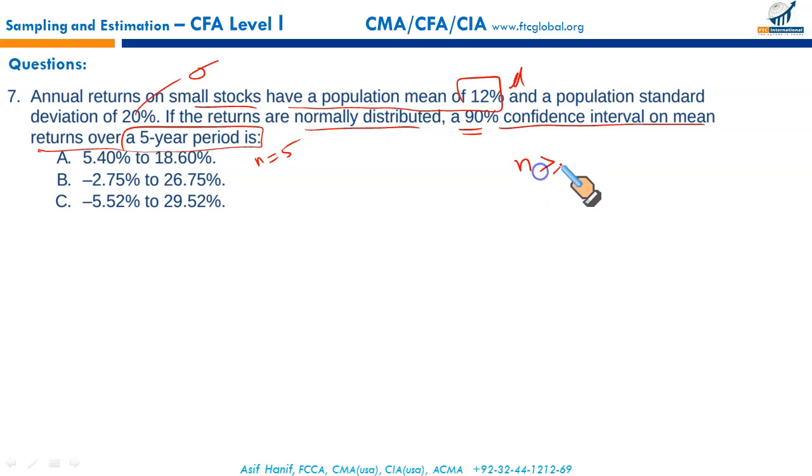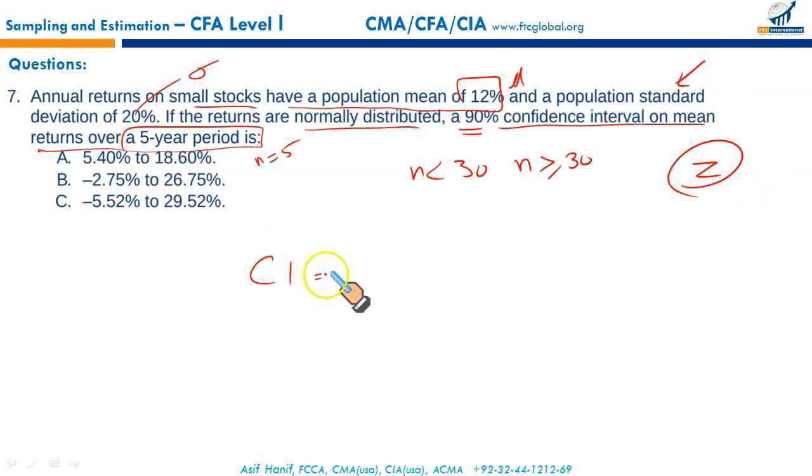Remember, whether n is greater than or equal to 30 or less than 30, as long as the population is normally distributed and you have the population standard deviation, go for z distribution. That's what we learned a little while ago. So we need to find the confidence interval. For that we need the point estimate plus minus z alpha by 2 times the standard error. Let us plug in the numbers.